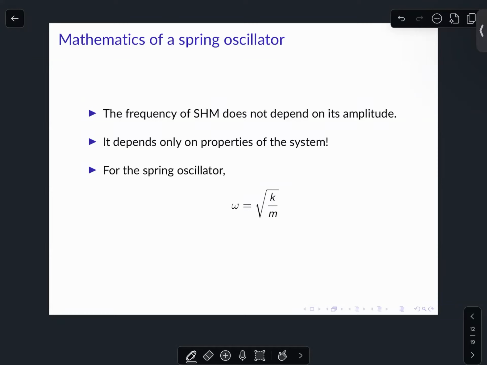You see? It doesn't matter whether it's a large angle swing or a small angle swing. This was slow and small. This was big and fast. The time was the same.